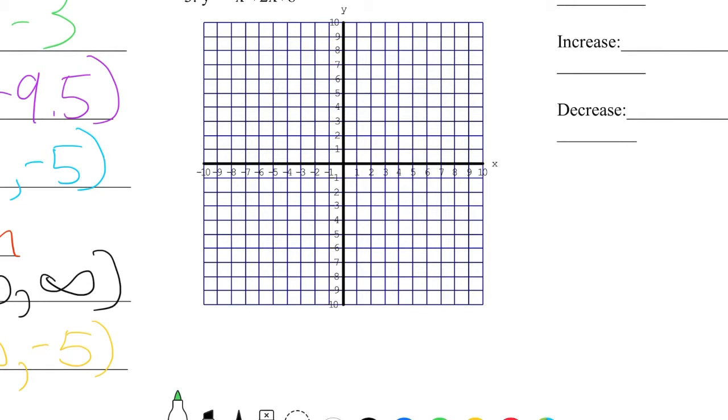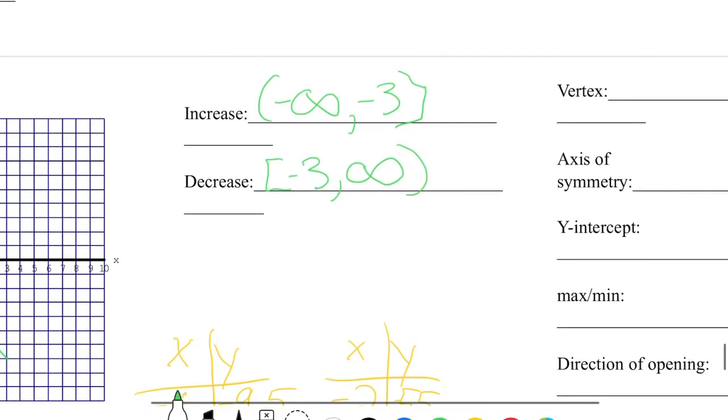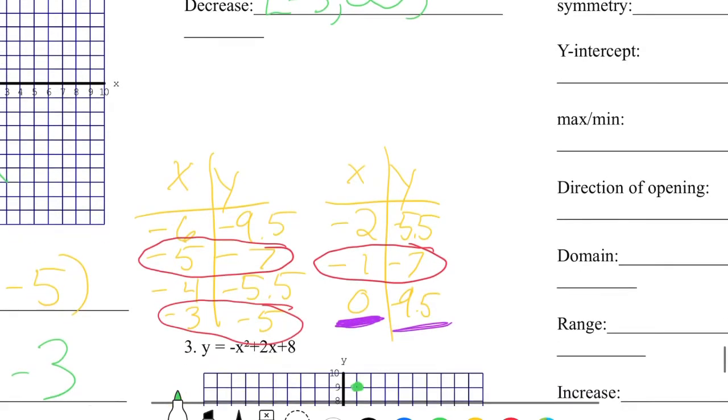I'm going to hit second trace. I'm looking for a max. Left bound, then right bound. So my maximum is at 1, 9. So right 1, up 9. So I'm going to go ahead and put that for my vertex. It is also going to be for my max.